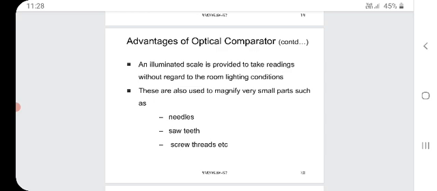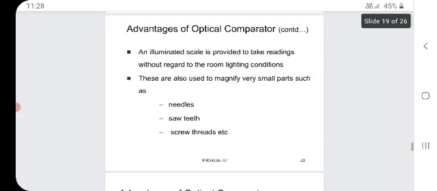An illuminated scale is provided to take readings without regard to the room lighting conditions. These are also used to magnify very small parts such as needles, saw teeth, screw threads, etc.